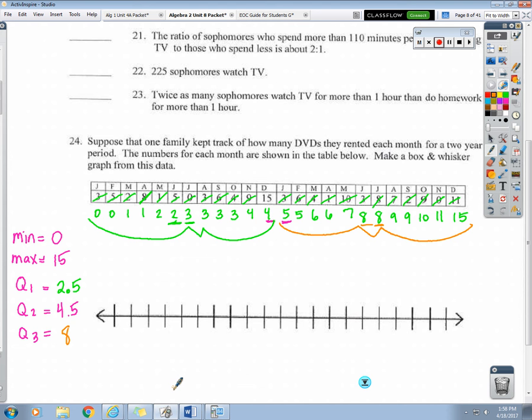Oh no, we just didn't have time to type them in today. Okay, tomorrow we'll talk about how to put these numbers on the box and whisker graph. You may switch out.